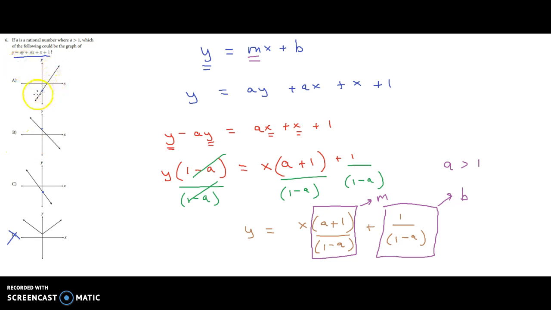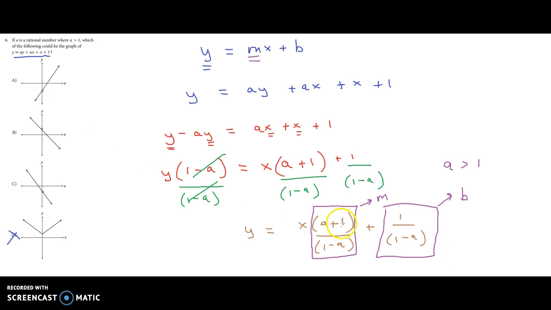Because if it's positive, it's going to be going upward. If it's negative, it's going to be going downward. And then we just got to interpret the b. Is it going to be positive or negative? Because if it's positive, then it's going to be something like a point here. If it's negative, it's going to be like a point here. We just have to figure this out.